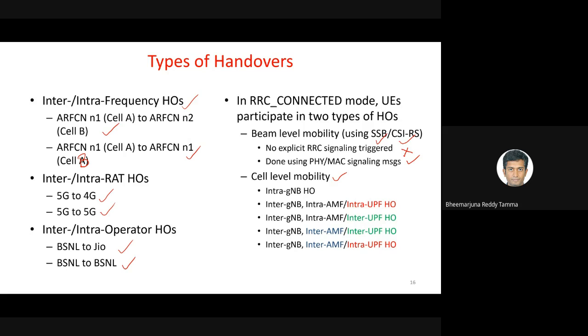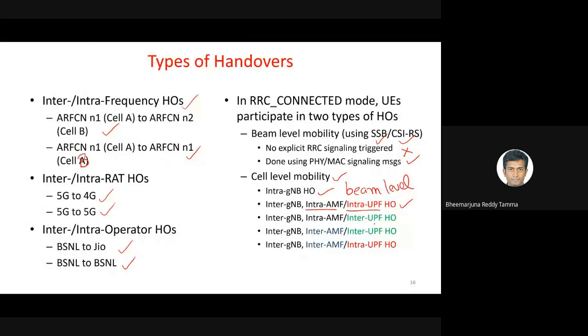But there are varieties of handover that are possible. One is intra-gNB handover, where you are moving from one base station to the same base station, but to a different beam. That is the beam level handover I am talking about. There you are not switching from one base station to another. The next one is inter-gNB handover, where you are moving from one gNB to another, but your AMF is not changing and your UPF is not changing. Still you are with the same AMF and UPF.